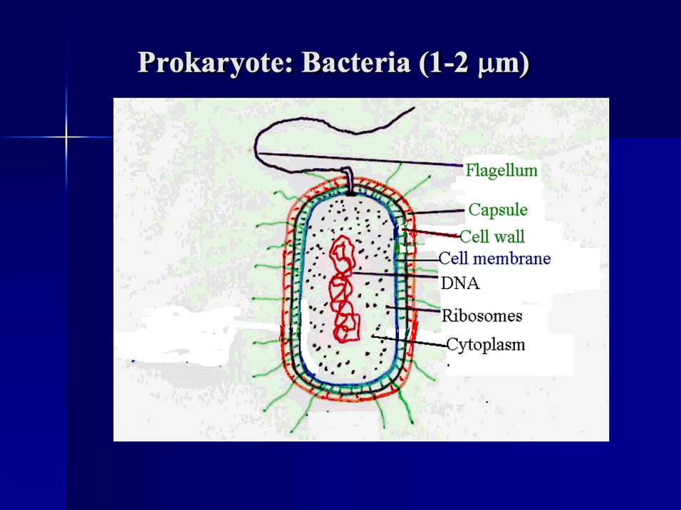This is a typical structure of a bacterium. Usually the size would be 1 to 2 micrometers or microns. This is the flagellum. You can see the flagellum protruding out from the main structure, and the outermost layer is the capsule, then the cell wall over here, then you have the cell membrane, and then the cytoplasm. Inside the cytoplasm, you can see the tiny ribosomes and also the DNA. Right? So DNA is actually in the cytoplasm, and it is not separated by any structure.